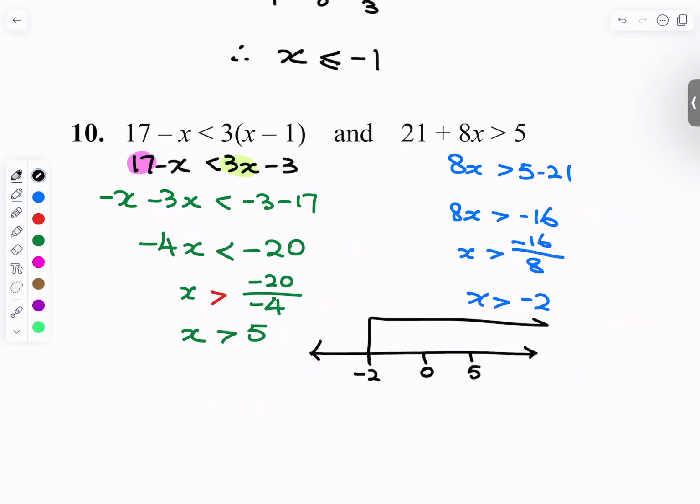So both are going to the right side. No need to blacken it because there's no equal sign. And the question is "and", they met. So where do they meet? Are they having both of the solutions here? Nope, they are not having both of the solutions here. But starting from this 5, they have both as the answers.